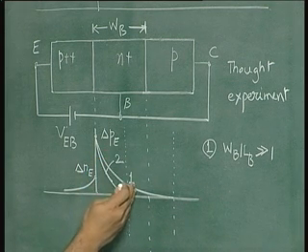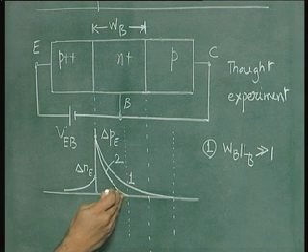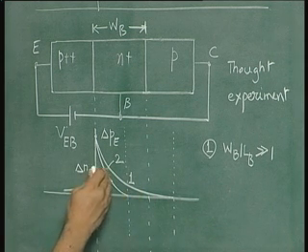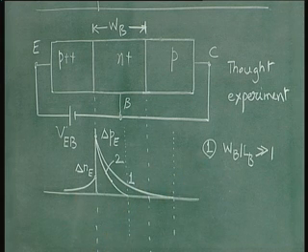which corresponds to a slightly lower value of WB, or lower value of WB by LB.